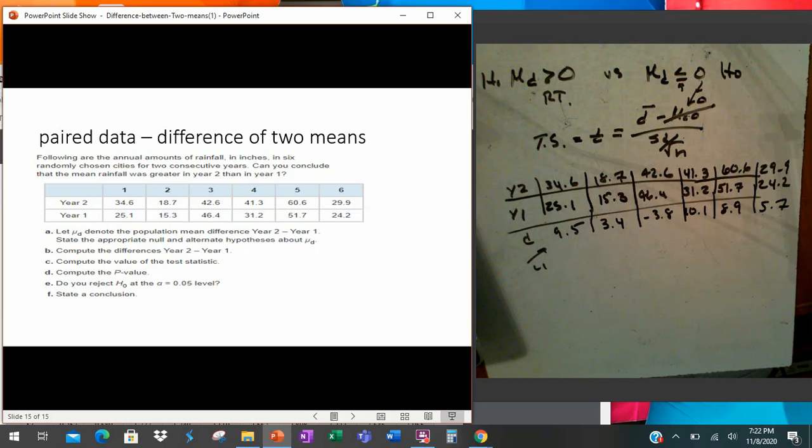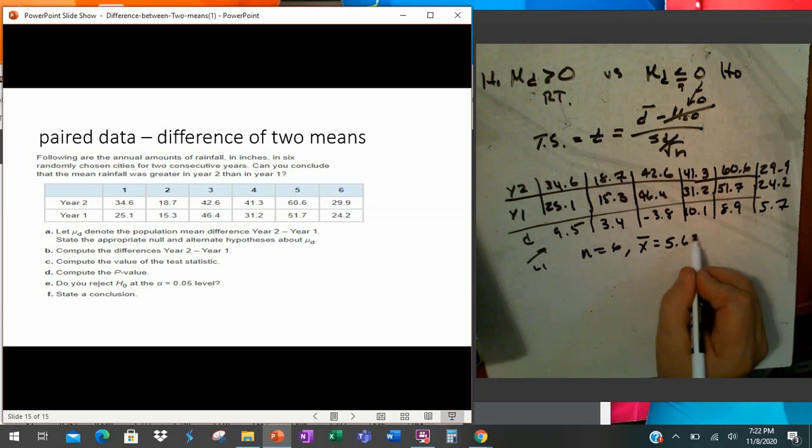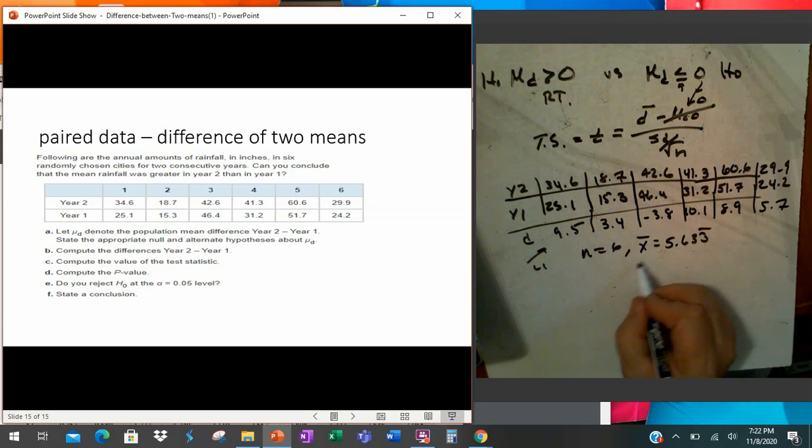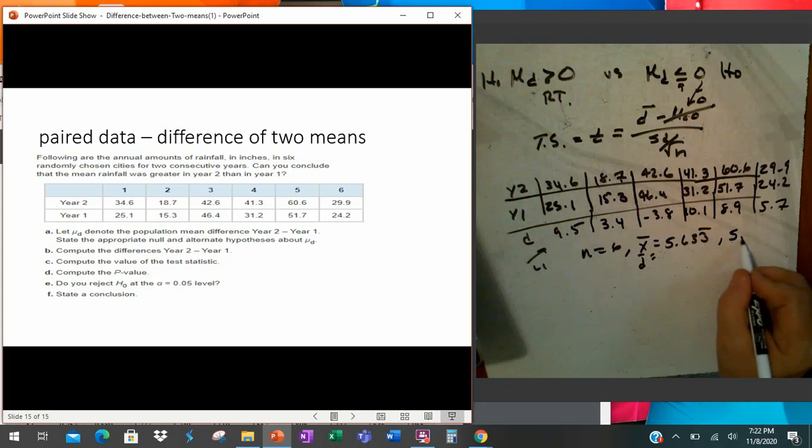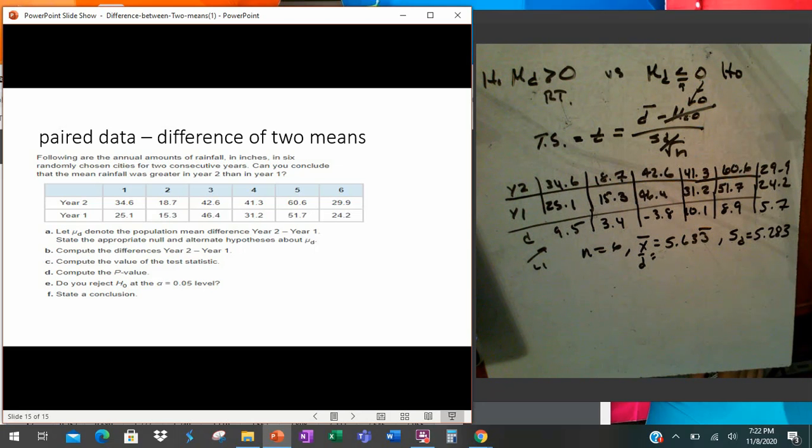And I get my n is equal to 6, so that's correct. That's what I was expecting. My x bar is 5.6333. Repeat, this is my d bar, so that's what I'm going to refer to it as. And then I go down for my sample, my s sub d, which was s sub x in my calculator, 5.283.